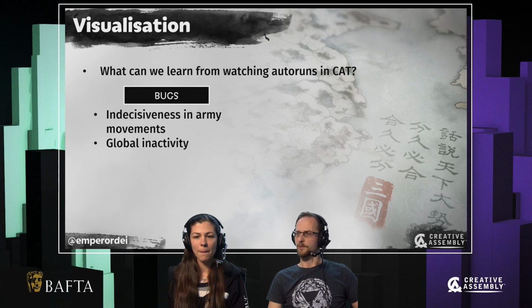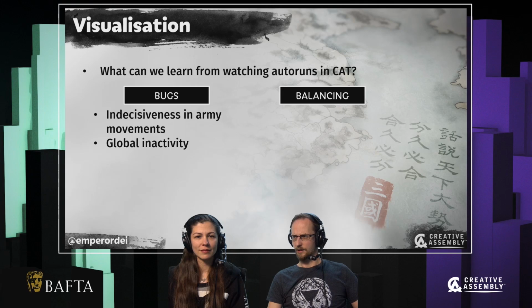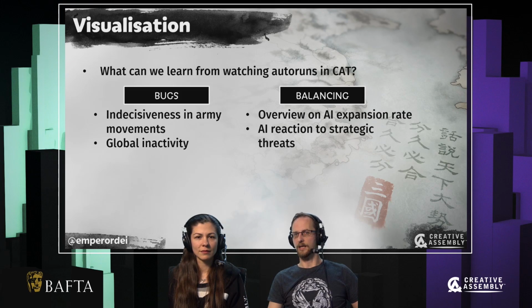Or there can be cases where, at some point of the autorun, many AI factions become overly defensive or completely passive, and this is also easy to spot using CAT. With regards to the AI's balancing, by balancing I mean fine-tuning AI behavior, so by watching a few autoruns, we can get a good overview on how quickly the AI expands its empire and how active it is in the game in general. We can also observe how the AI reacts to nearby threats and enemy invasions.